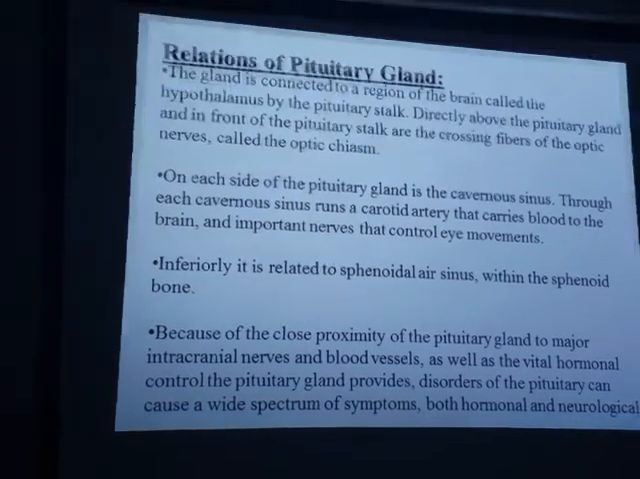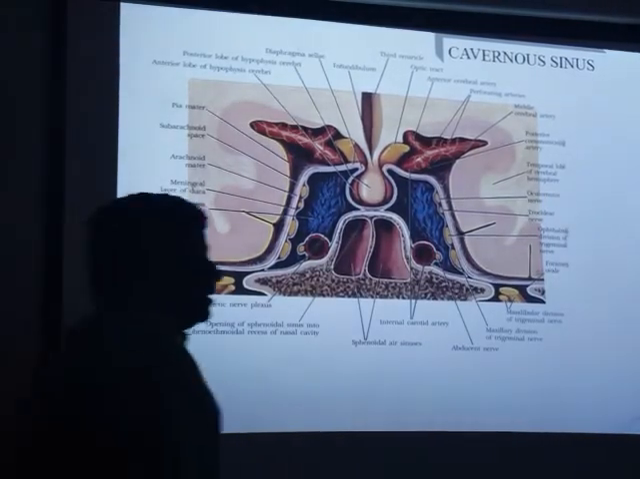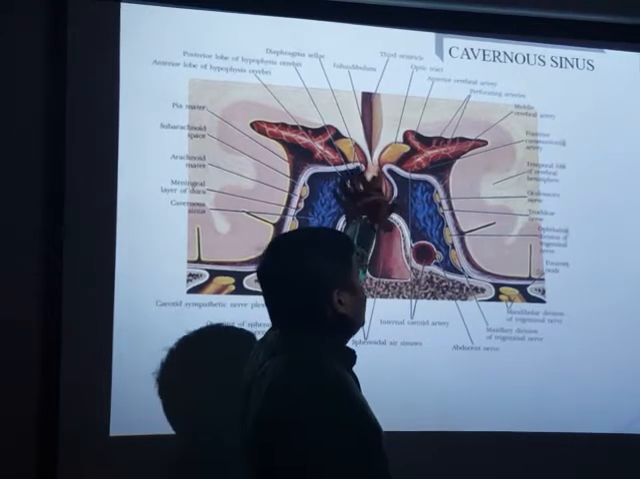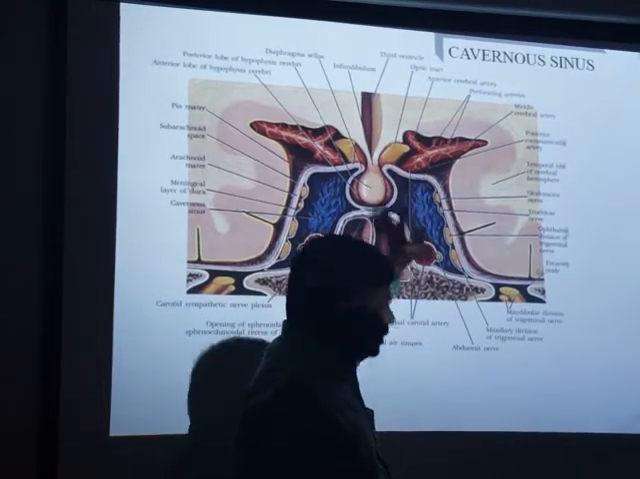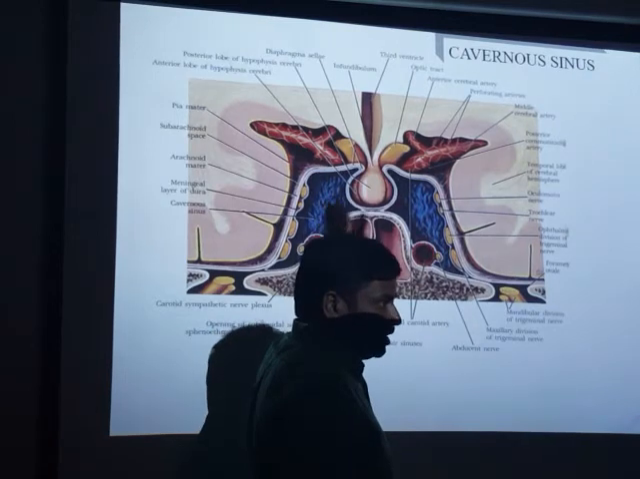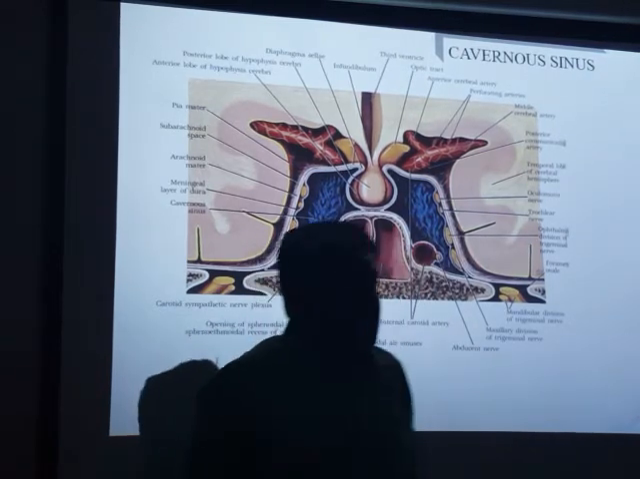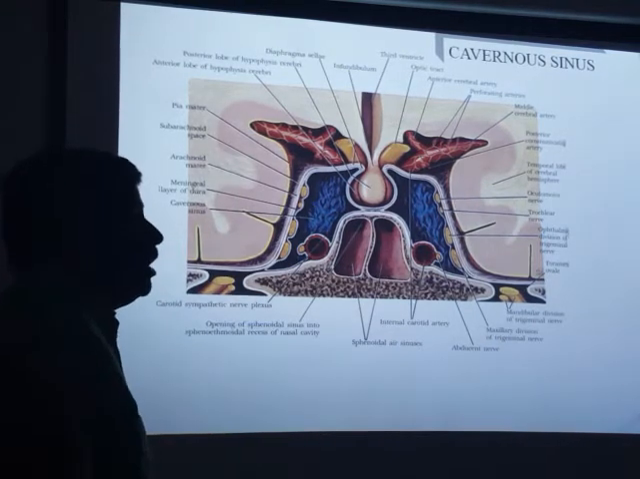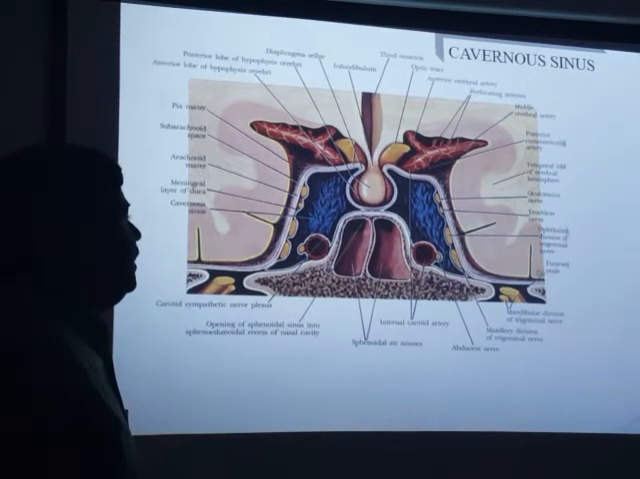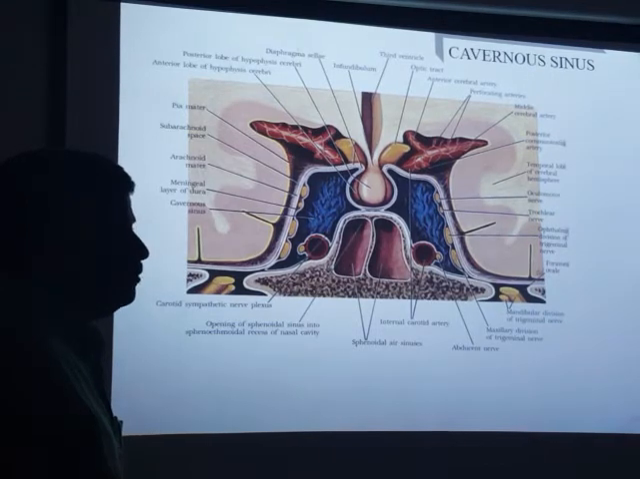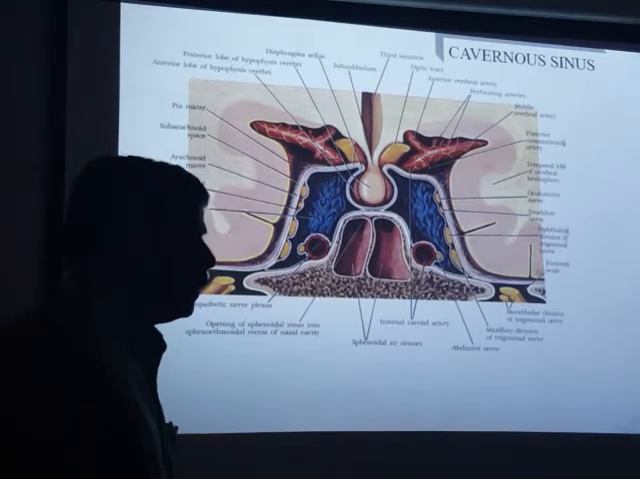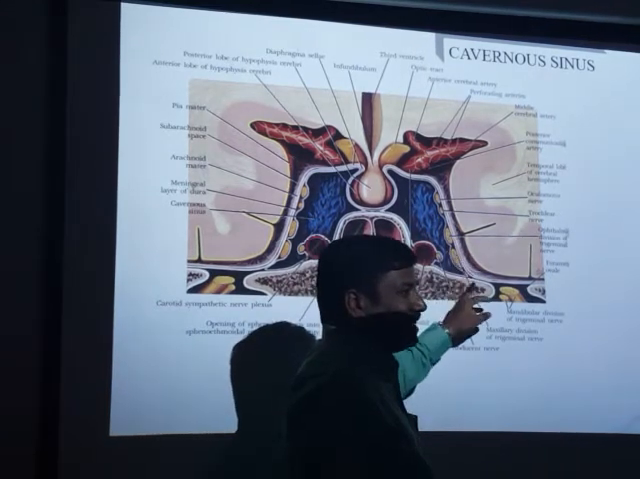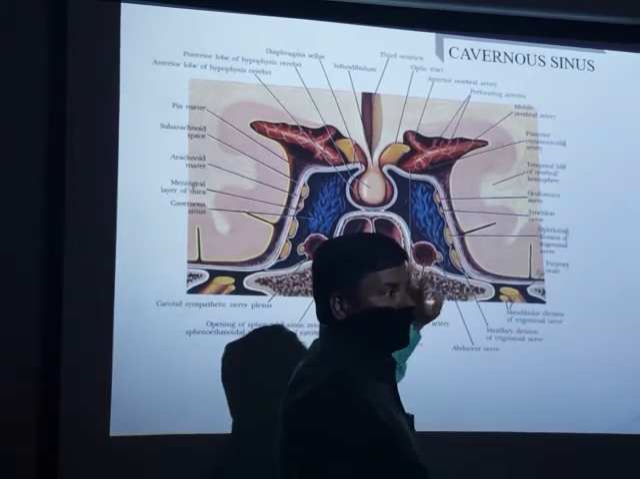The anterior and superior relations of the pituitary gland are the optic nerve and the optic chiasma. The lateral relations, on both sides, we have the cavernous sinus containing the internal carotid artery and the cranial nerves. Which cranial nerves? Third, fourth, fifth, and two branches of the fifth, that is the ophthalmic and maxillary. What are they? Oculomotor, trochlear, ophthalmic, maxillary, abducens, and the internal carotid artery.